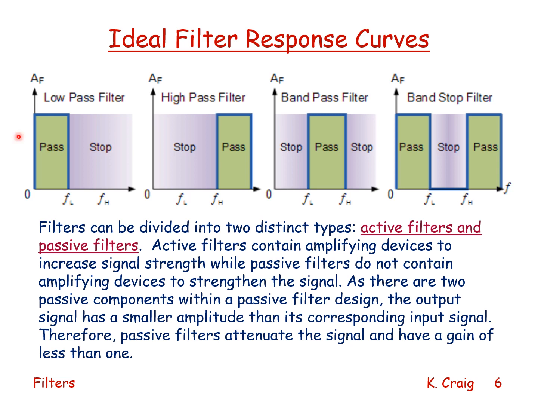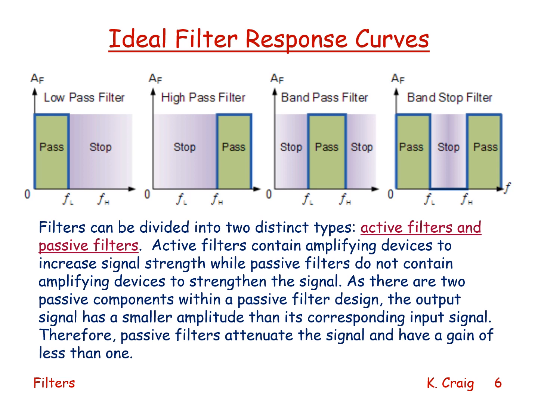Here we see the ideal filter response curves. A low-pass filter will allow frequencies in some low frequency range. A high-pass filter will allow frequencies in a high frequency range. A band-pass filter will allow frequencies in some intermediate frequency range. And lastly, a band-stop filter will eliminate frequencies in some intermediate frequency range.